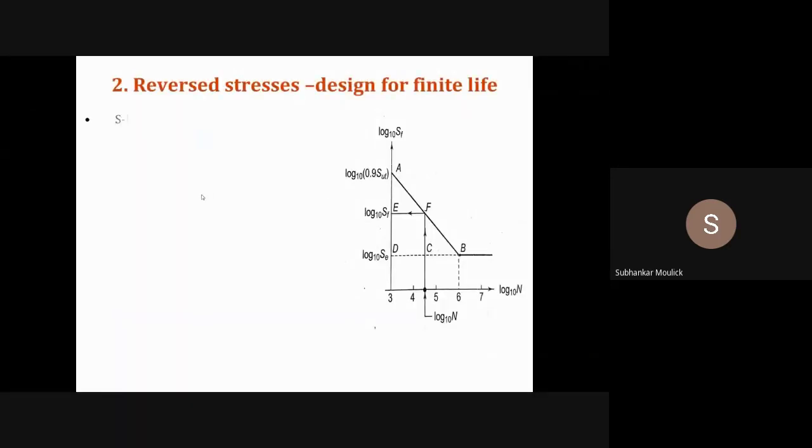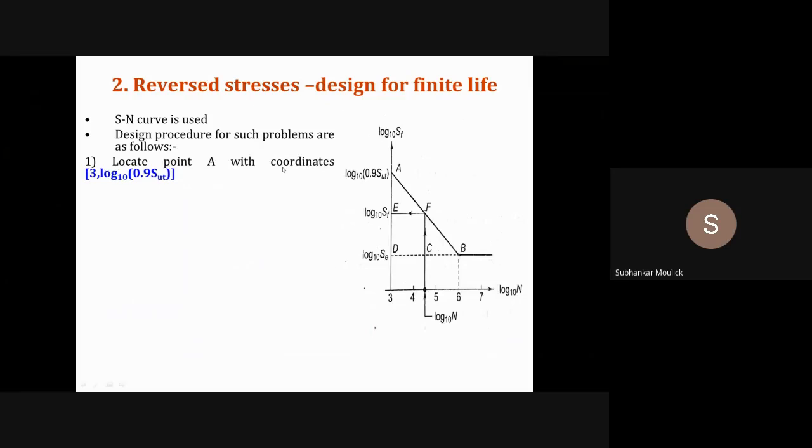So the first step is to locate point A. In the SN diagram, point A has x coordinate 3, comma. What is the value of the y coordinate? The value of the y coordinate is log base 10 of 0.9 times SUT. We found this from the experiment we did in the fatigue testing machine, that the starting point of the graph normally takes place at this value. So the y coordinate will be log base 10 of 0.9 times SUT.